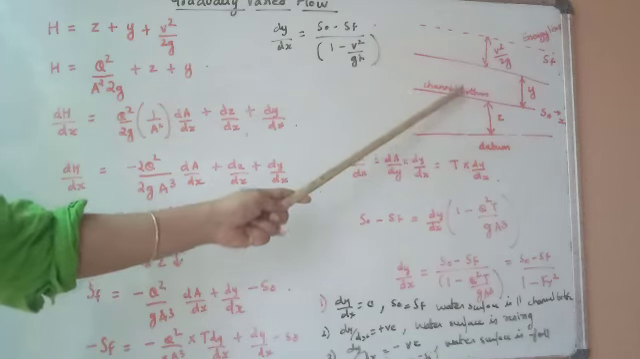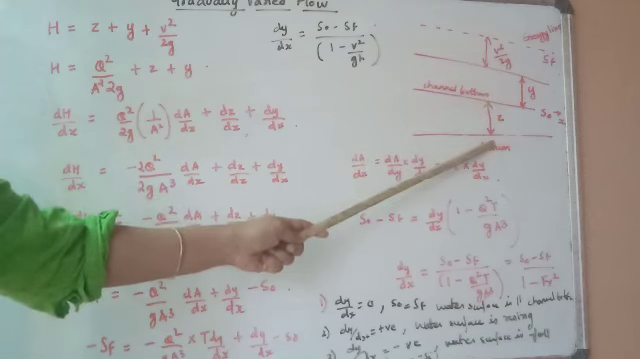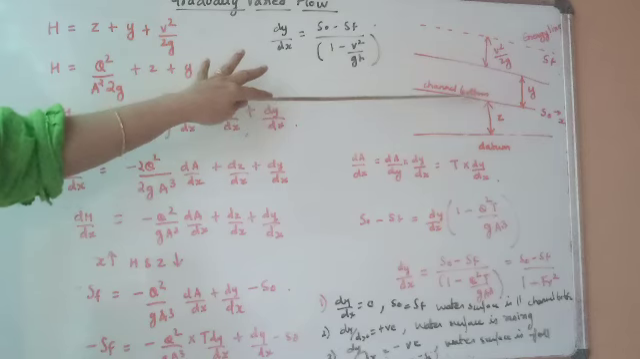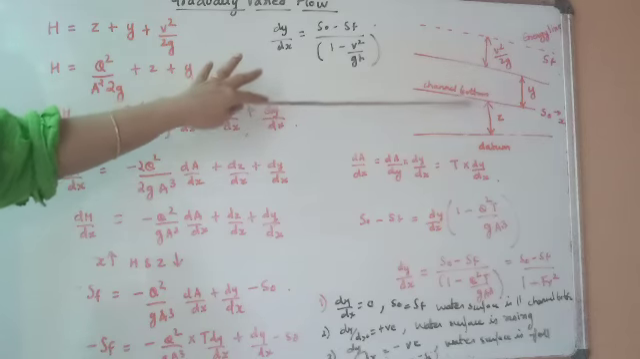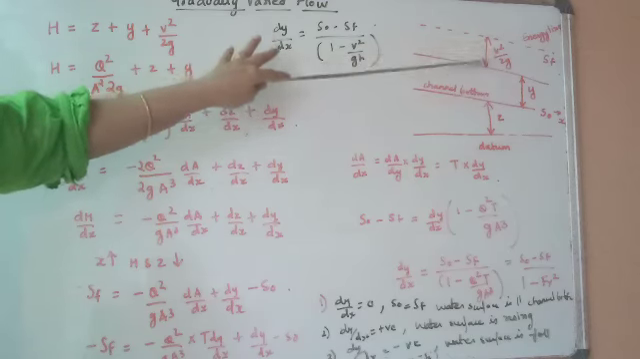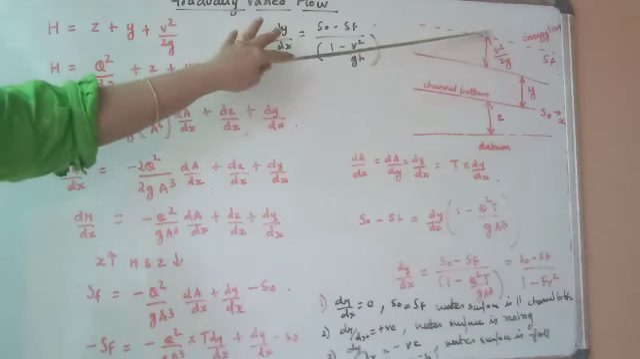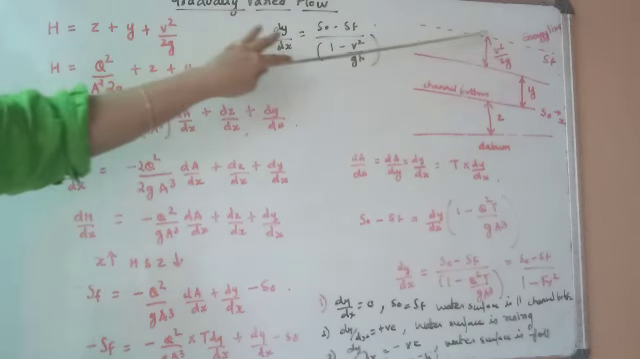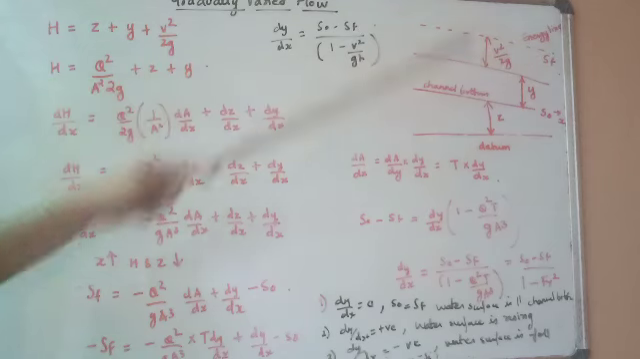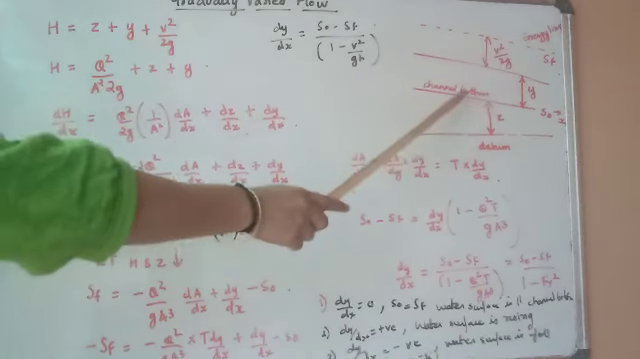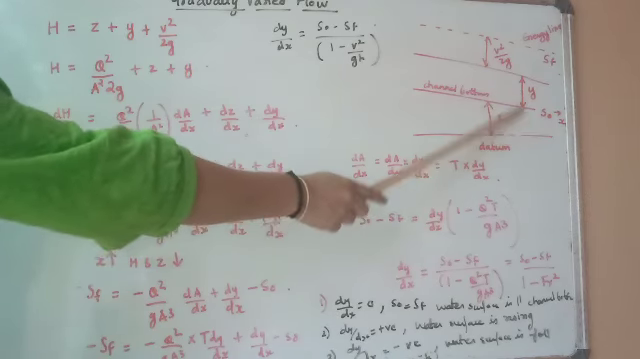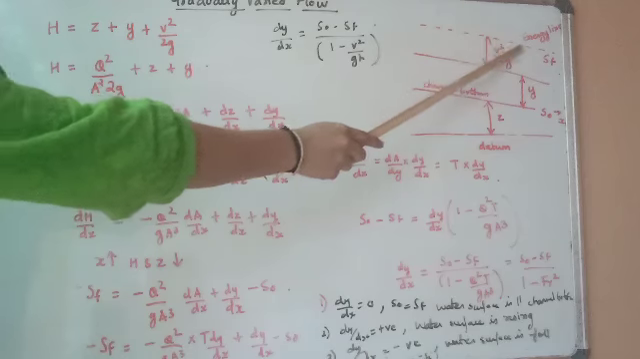This channel bottom is at a distance Z from the datum, and here, Y is the potential energy value, the depth of water, and V square by 2G is the kinetic energy. So the energy line will be here. The total energy is the sum of all these values, so the total energy line is here. If you take the channel bottom along the x direction, the slope of this channel bottom is say S0 and the slope of this energy line is SF.